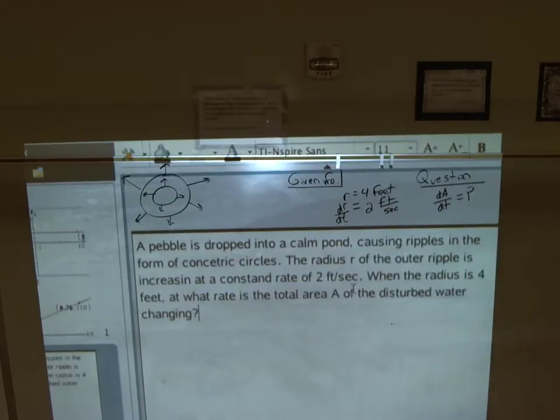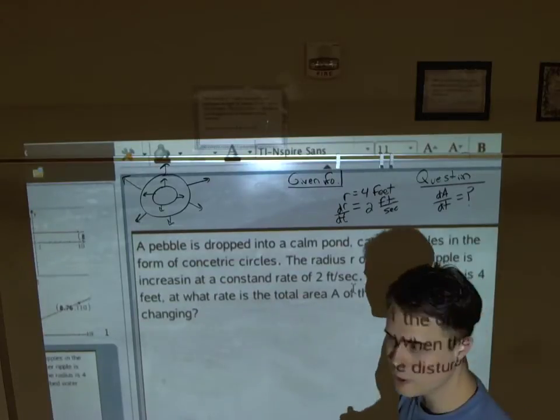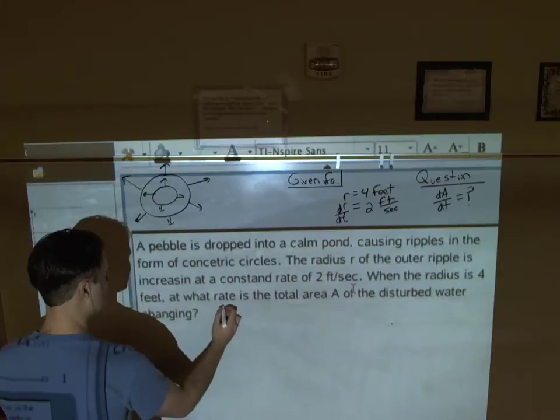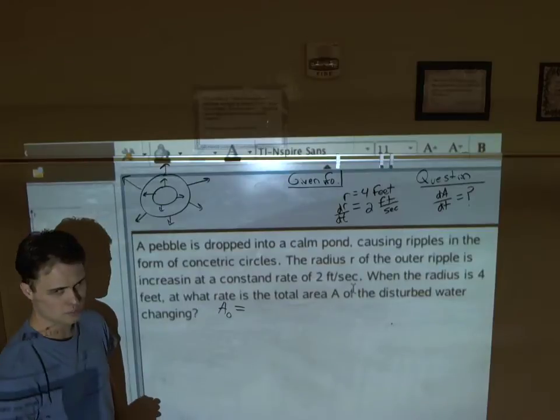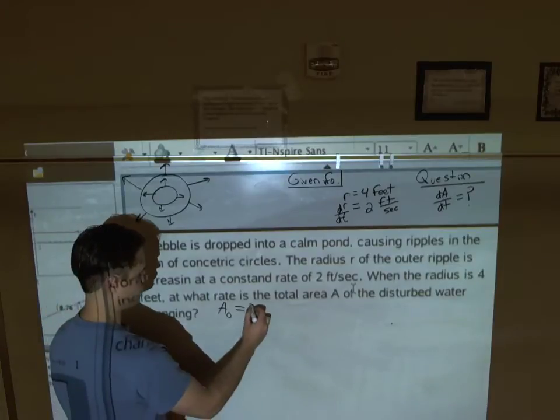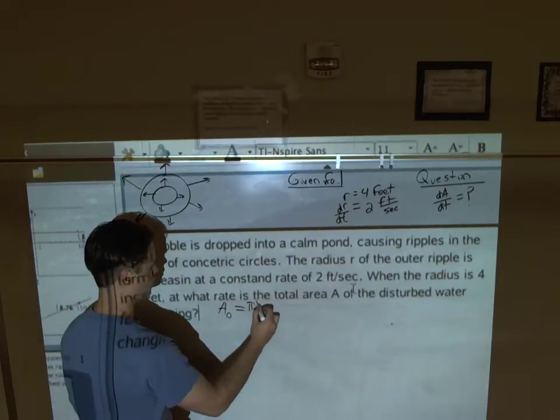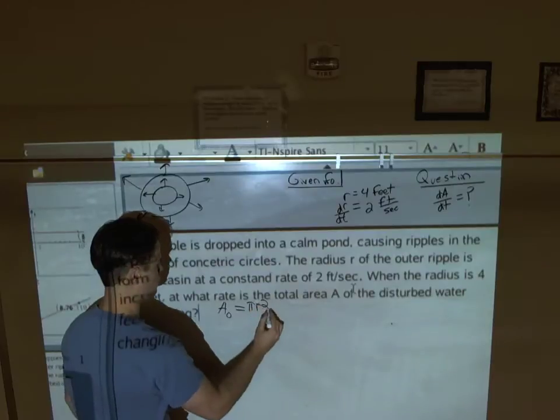What is dA dt? See, this gives you a big clue that the primary equation we should work with, if you didn't get it from your circles over there, is area of a circle, right? So the primary equation that we're working with is the area of a circle, which is of course what? A equals pi r squared, right?